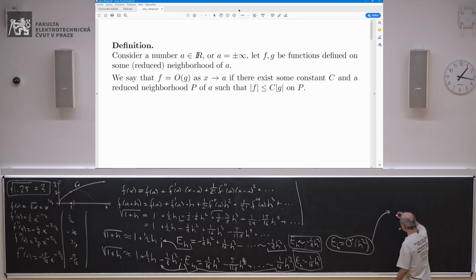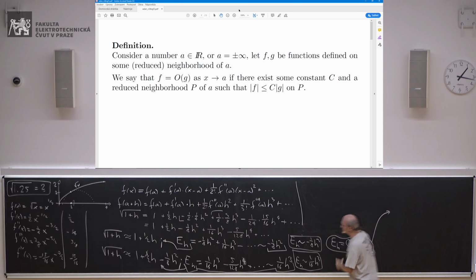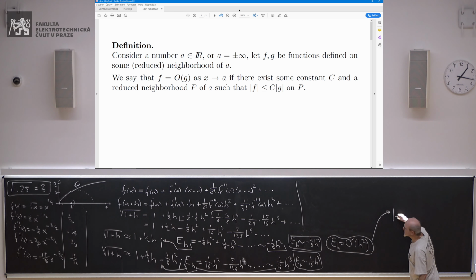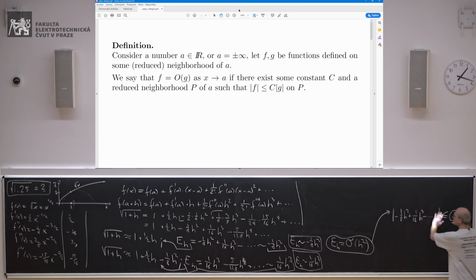Well, let's make some room. Okay, here we go. By the definition, when I write something like this, it means that the actual error, which we can see over here, minus 1/8 h squared plus 1/16 h cubed minus and so on, can be estimated by some constant times h squared. That's what it says. So I actually have control over how fast this grows, or rather disappears to 0 in my case. And this is true on some neighborhood for h small. How small, I would have to specify it.